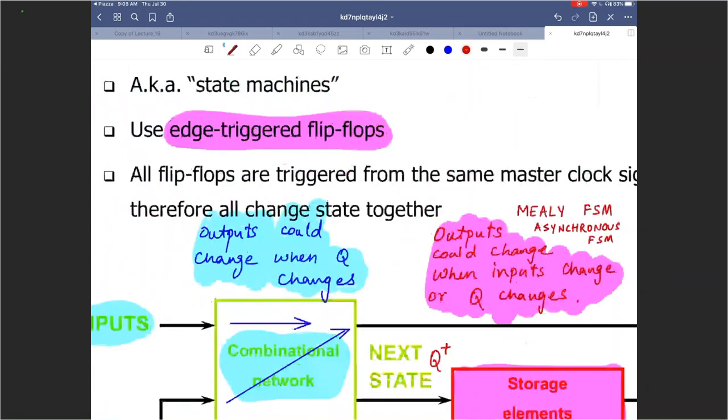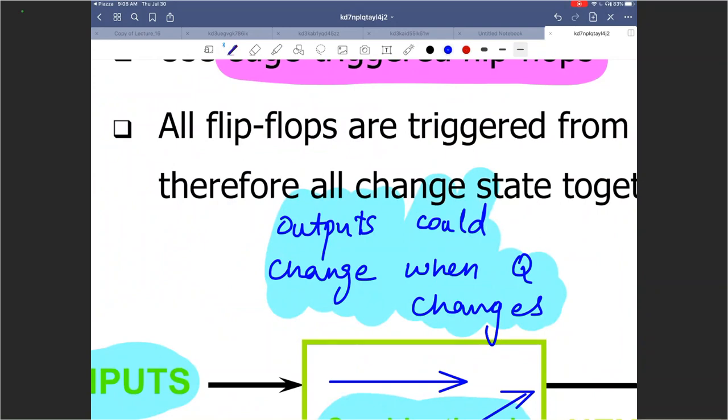But the other one over here, which is called Moore FSM, is the simpler type. In a Moore FSM, outputs could change when Q changes. So they only depend on the changes of the flip-flop outputs, which only happen with respect to the clock, either positive edge or negative edge. So these are synchronous in nature. The outputs are synchronous with respect to clock.